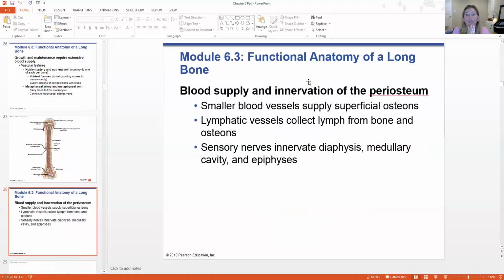So the periosteum is the outer covering of our bones, kind of like the bone blanket. Remember, it's made of dense, irregular connective tissue. This is where smaller blood vessels are found. The blood vessels in this periosteum are also supplying the underlying superficial osteons of the bone. There's also lymphatic vessels in this area and sensory nerve fibers as well.